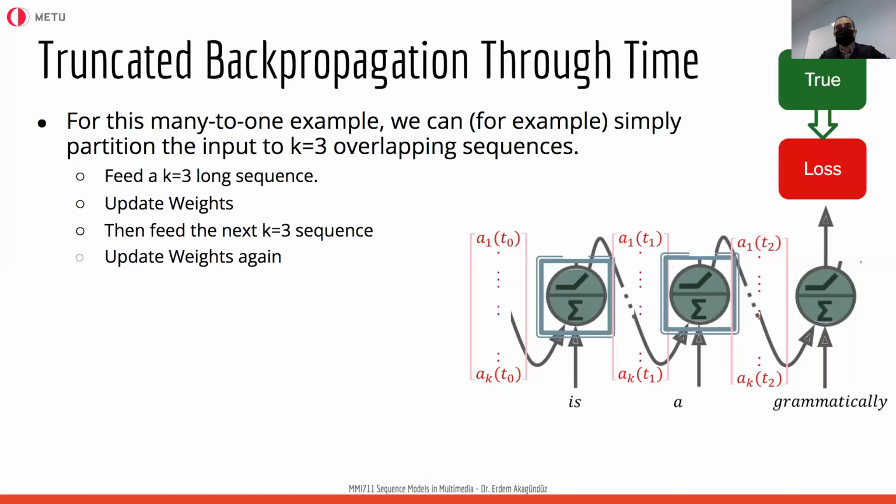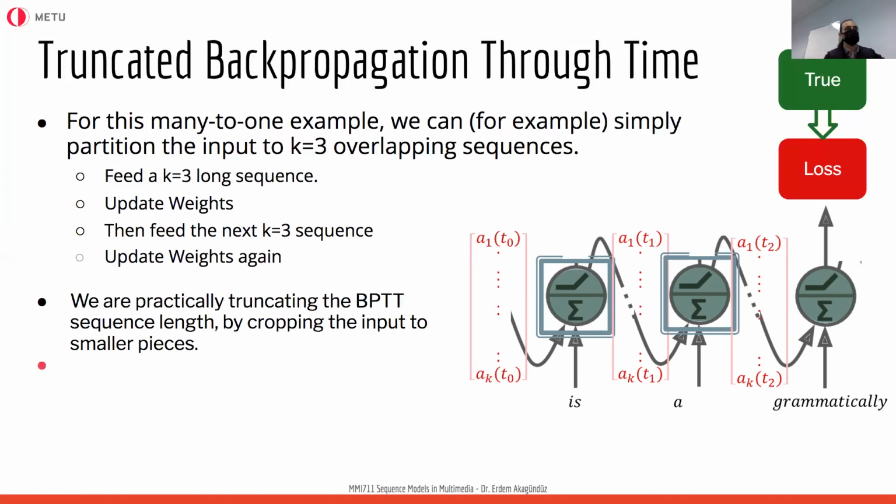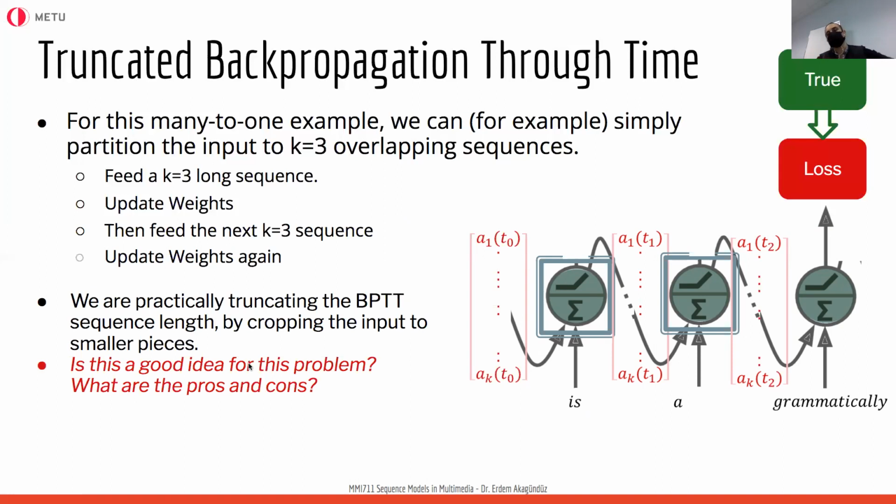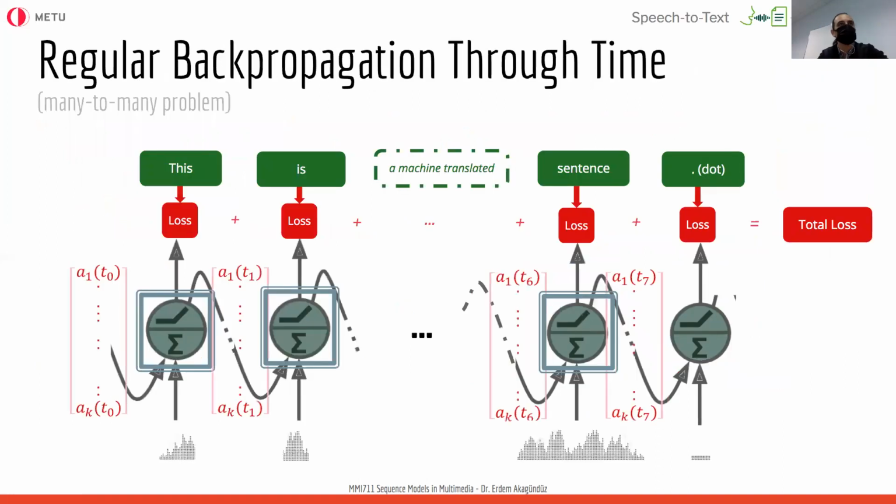What I'm trying to say is truncated backpropagation in time can technically be applied to any sequence problem. However, that may also change your problem definition, and maybe it is not the right way to do it. Let me continue with the slide. So we practically truncated the backpropagation through time sequence length by cropping the input to smaller pieces, subsequences. Is it a good idea for a problem? What are the pros and cons? I've already started discussing it, but let's discuss in the slides.